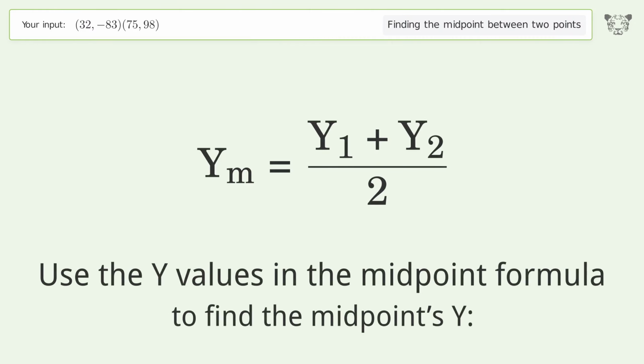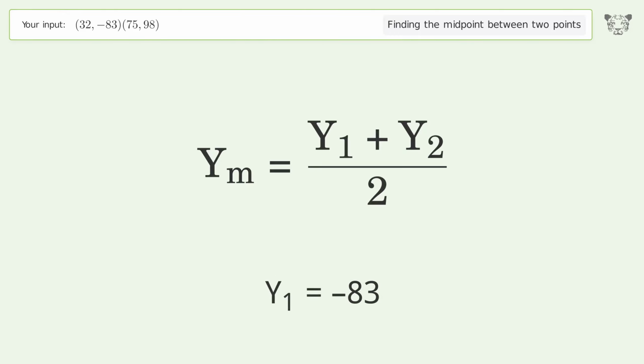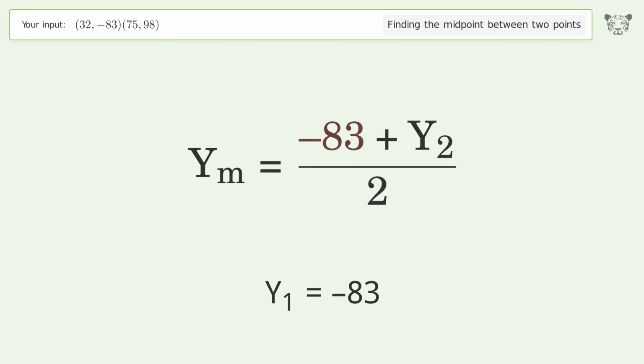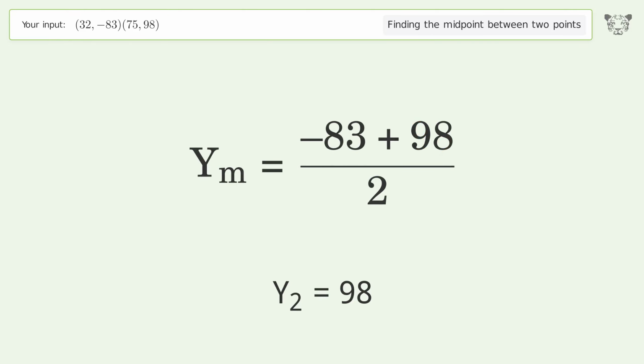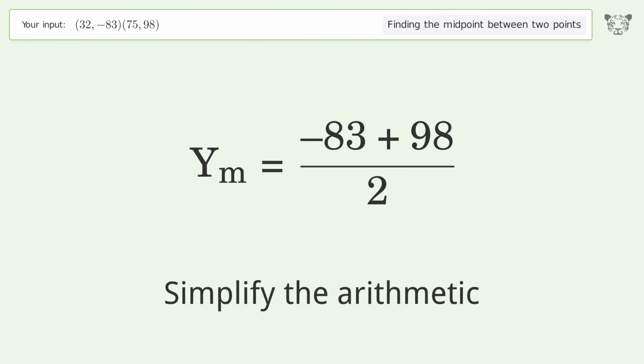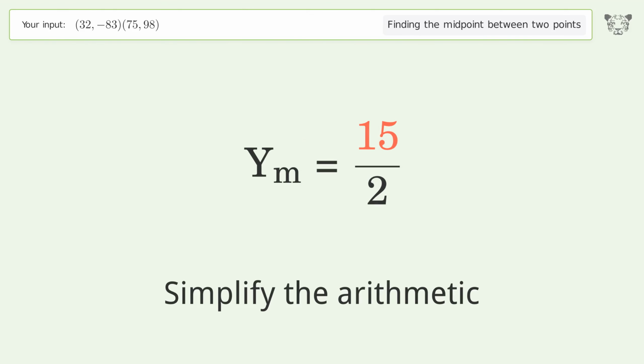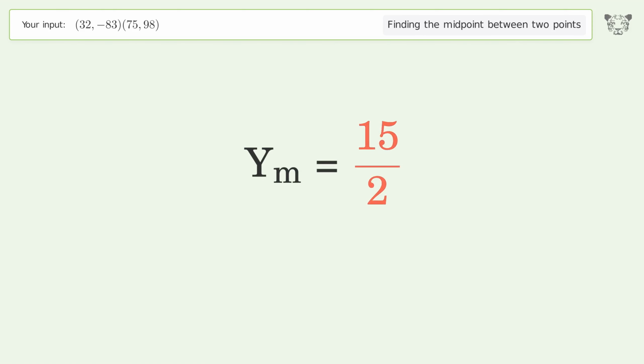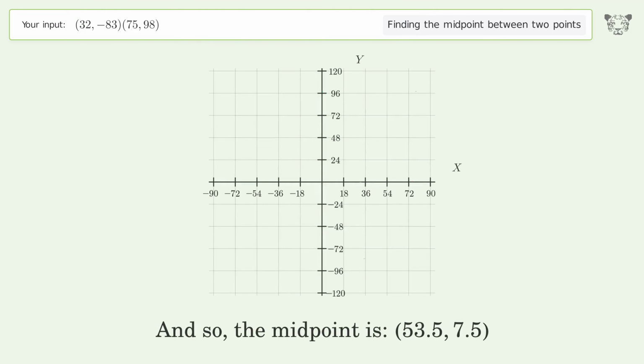Use the y values in the midpoint formula to find the midpoint's y. y1 equals negative 83. y2 equals 98. Simplify the arithmetic. And so, the midpoint is 53.5, 7.5.